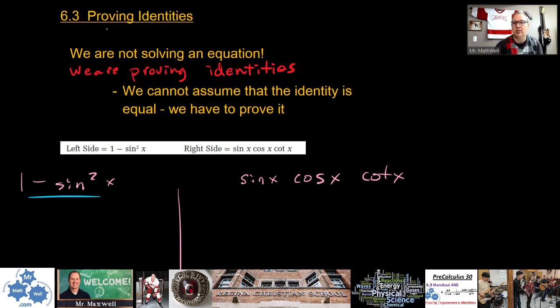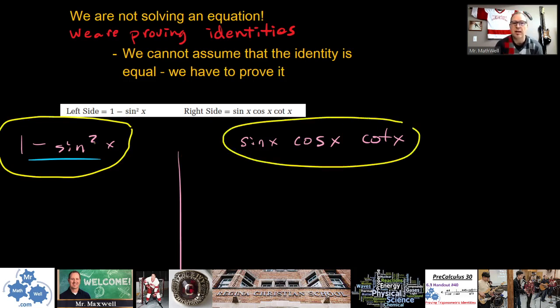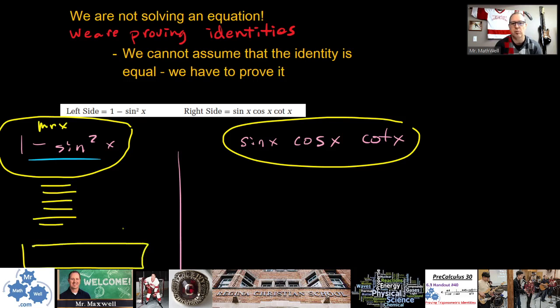We have to build a case. So I have to show, and you have to show, that this quantity over here on the left side, 1 minus sine squared, is actually the same as this. It would be like saying this is Mr. X today, but I am going to give you some reasons to show you that actually Mr. X on the day of the burglary looked exactly like this. These are the same. So it was Mr. X that did the burglary. So we have to build a case. That's what proving identities is.